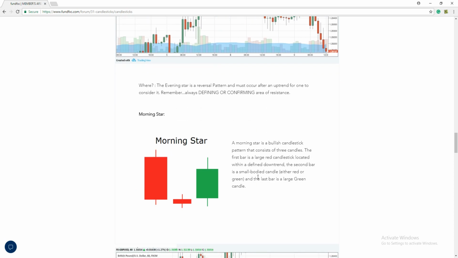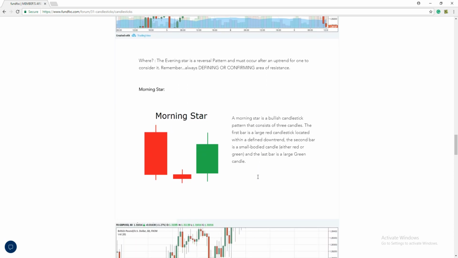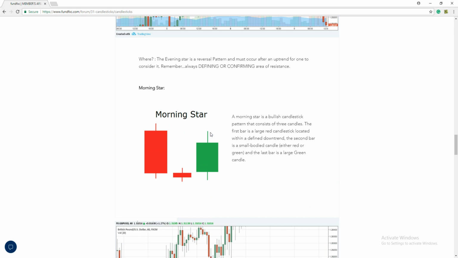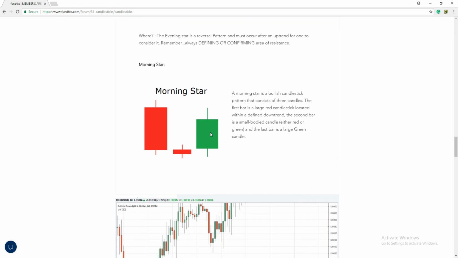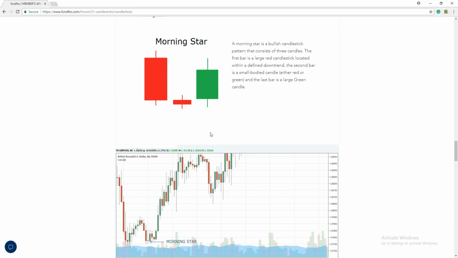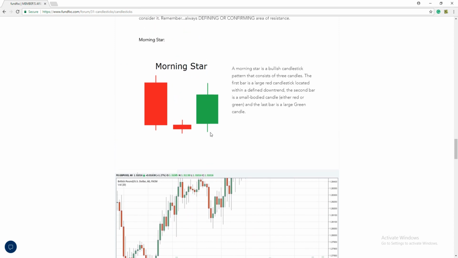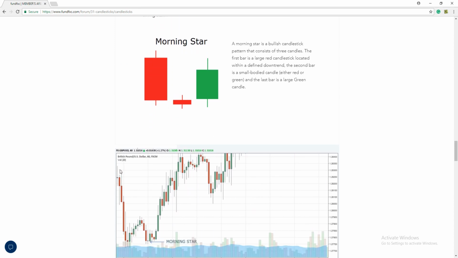Now, as I mentioned, we get an evening star, then we get the opposite, which is a morning star. As a morning star suggests, this is the sun rising. It's indicative of an uptrend about to start. So, how do we use a morning star? It is when a downtrend has been occurring, the downtrend falls into an area of support, and then we have a morning star formation.